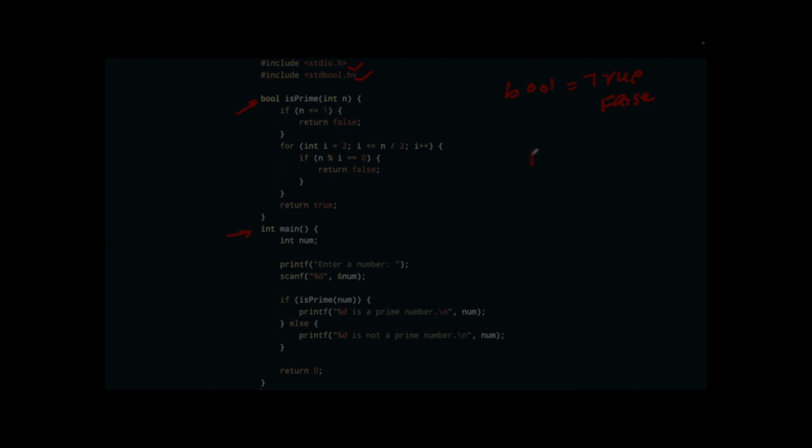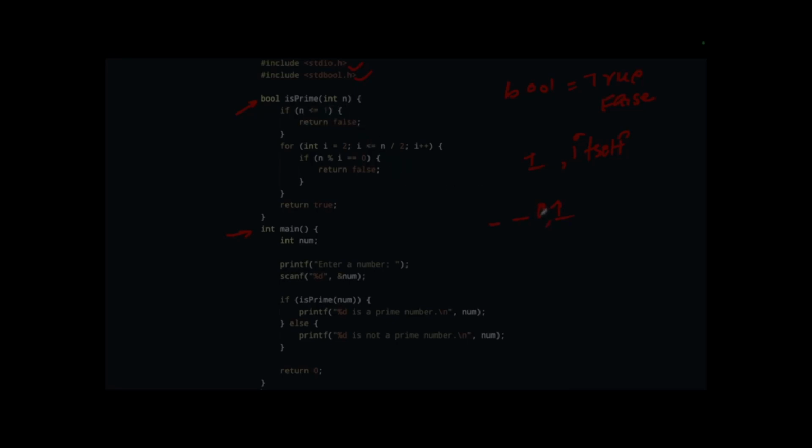Prime number means it is divisible only by 1 or itself. So n is less than or equal to 1. Is 1 a prime number? No. And is 0 a prime number, or a negative value? We are not taking that. So only the positive numbers greater than 1 will be considered.